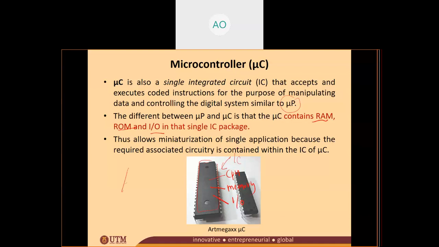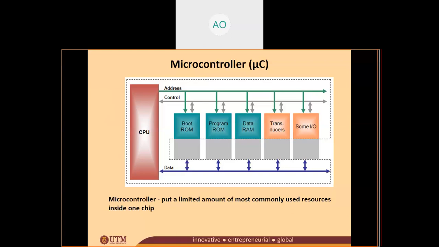Okay, if you buy a micro-C, okay, this is your micro-C punya chip. Micro-P punya chip, it only consists of your CPU. Memory tak ada, doesn't have a memory, also don't have an I/O. Okay, while if you buy a microcontroller, you have a CPU inside here, memory, and input-output peripheral. Okay, any question? Ada soalan tak? Okay, so this is the microcontroller. All of these things here are inside of your microcontroller IC.